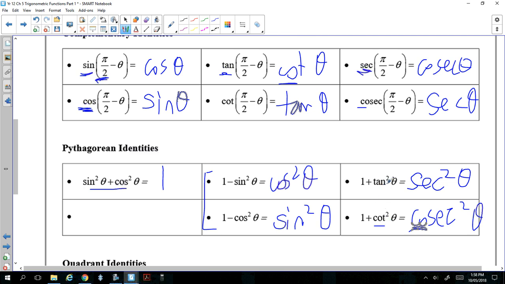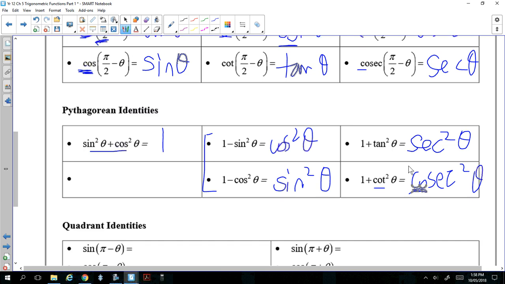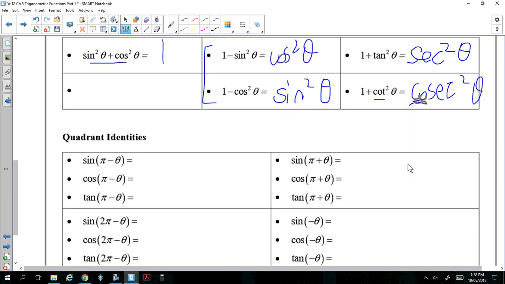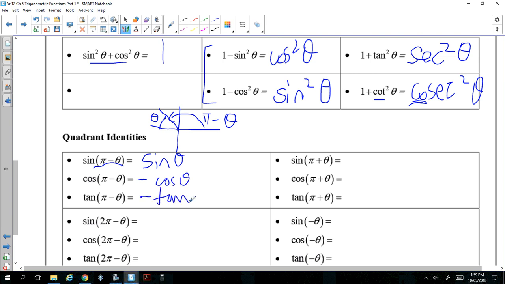And then lastly are the quadrant identities, and these are not hard to learn. So what does pi minus theta mean? Think about it in terms of quadrants. If that's theta, that's pi minus theta, so it's in the second quadrant. So it's equal to positive sine theta, but negative cos theta, negative tan theta.